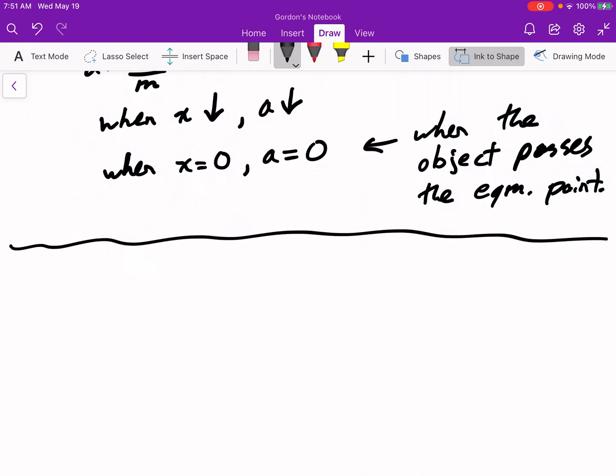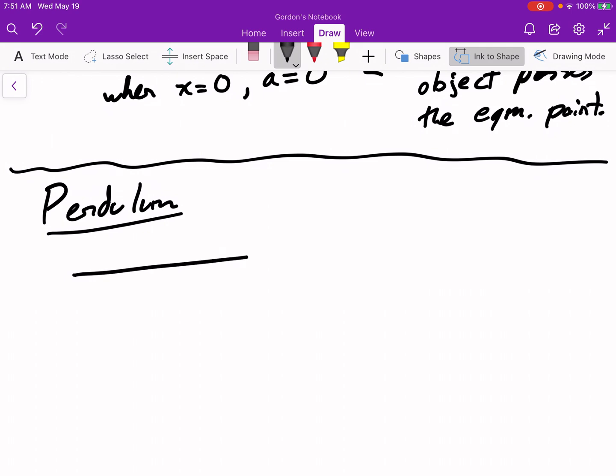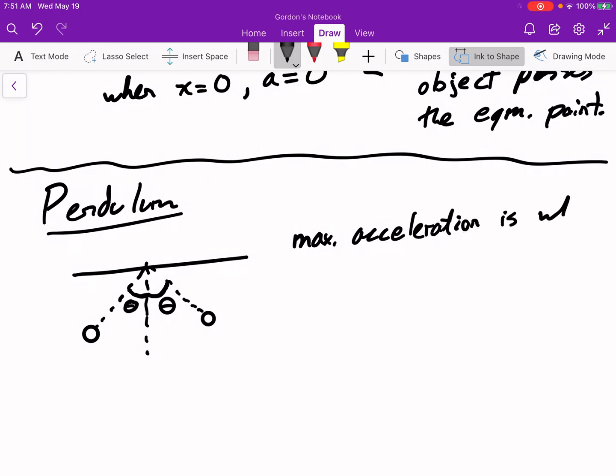And it's actually very similar for pendulums as well. So for pendulums, we've got kind of the same situation here, where there's our equilibrium point. If our object is fully pulled off to the side, we've got some angle here. And for a pendulum, again, the maximum acceleration is when displacement is the biggest, when displacement is maximum.